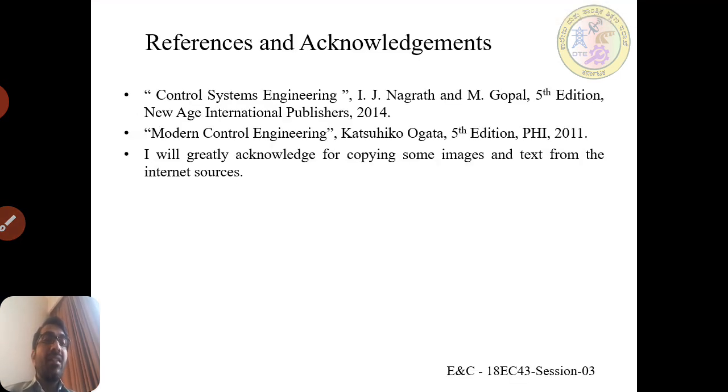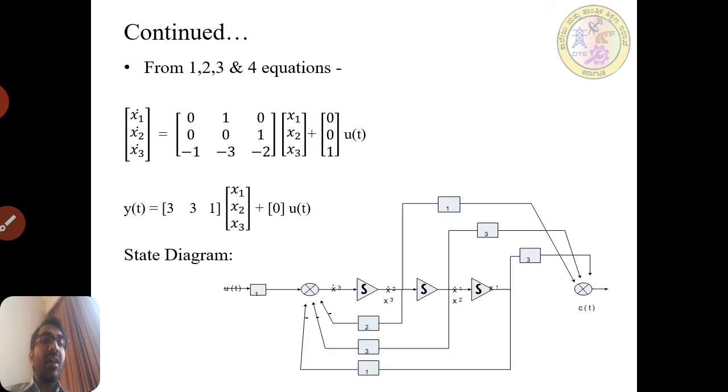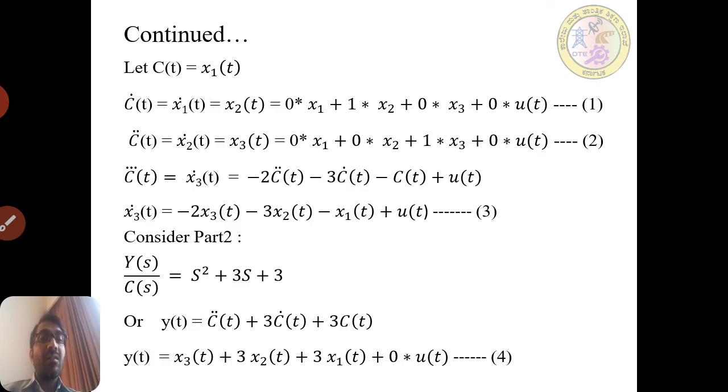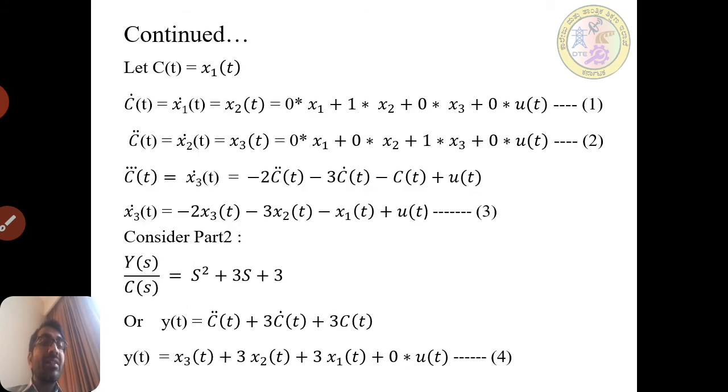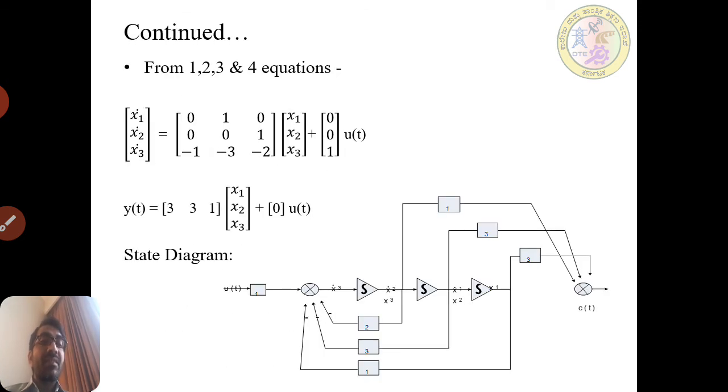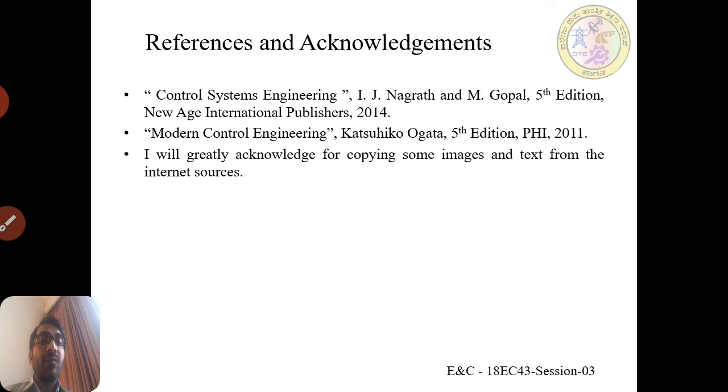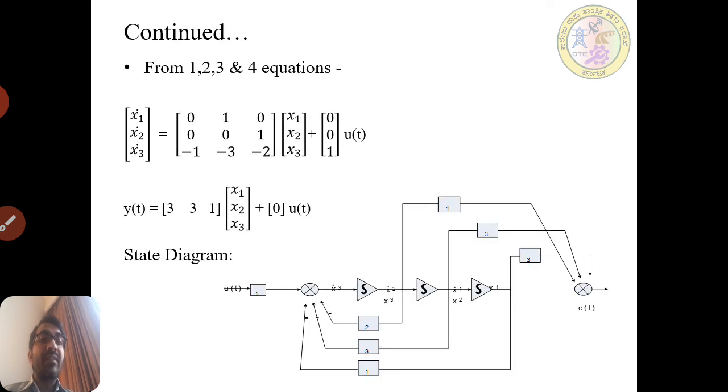So in this session we have seen how to develop the state model by using the phase variables and the transfer function, which is divided into two parts. After that it is converted into phase variables, then we derive the state variables and put them into matrix form. This is how we need to develop the state model or state diagram for the phase variables and the transfer function.